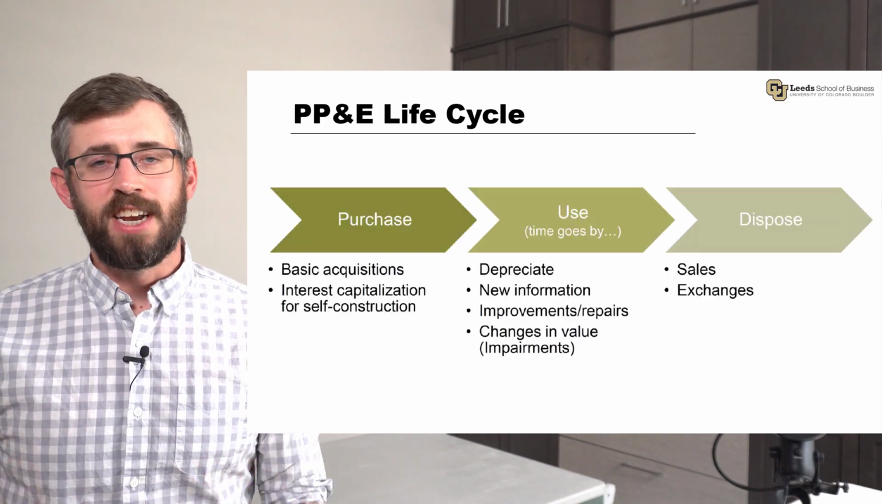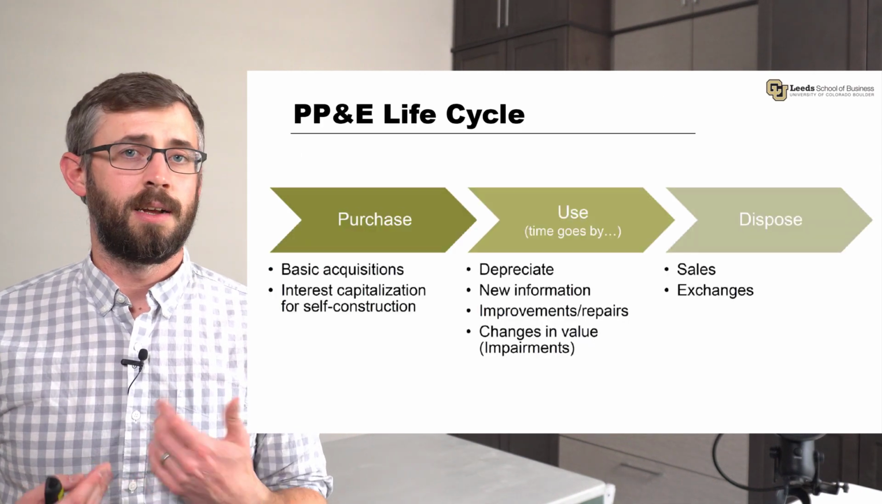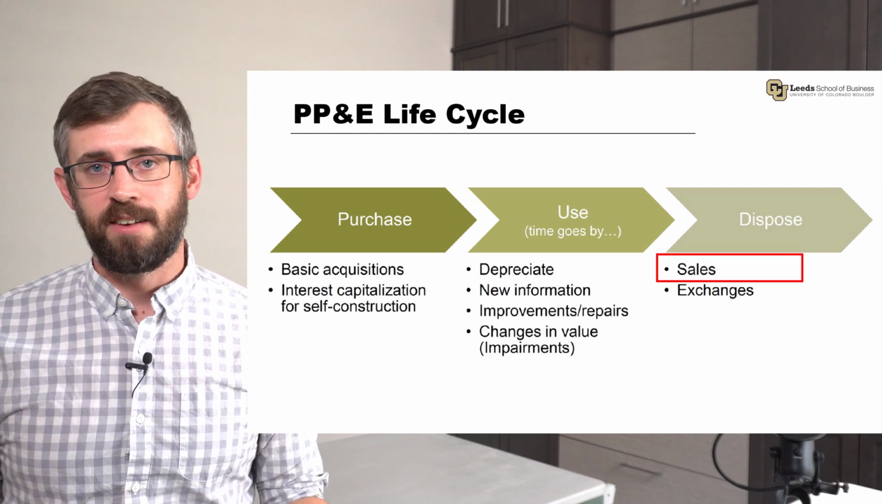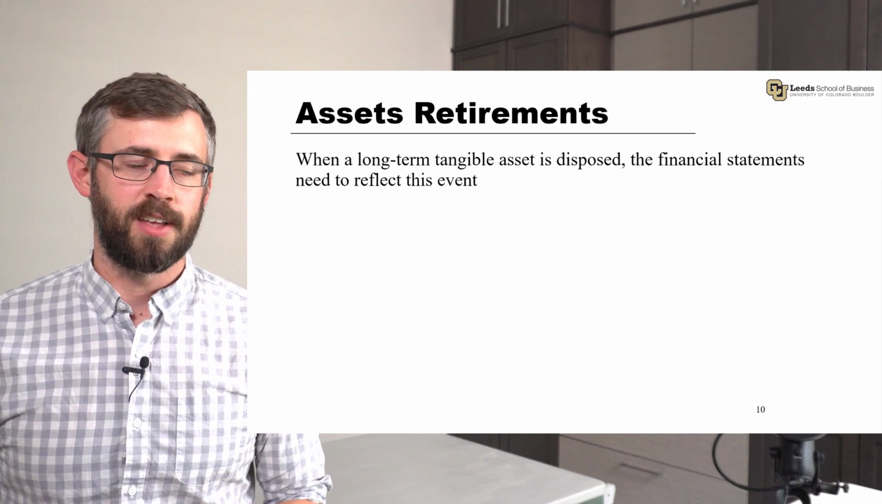So that covers changes in the values of our assets and asset impairments. And so the last thing I want to talk about today is the basic sale of an asset, what that journal entry looks like.